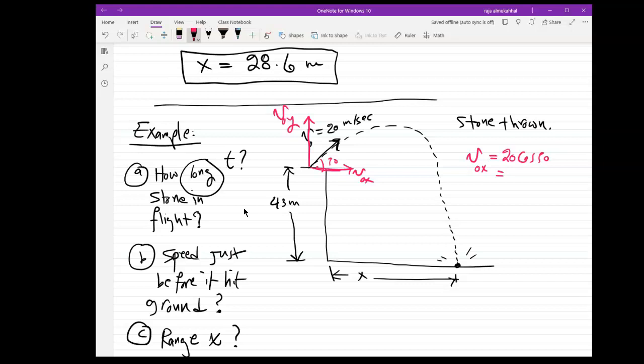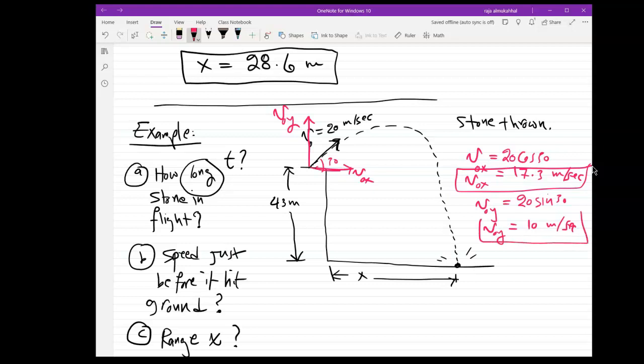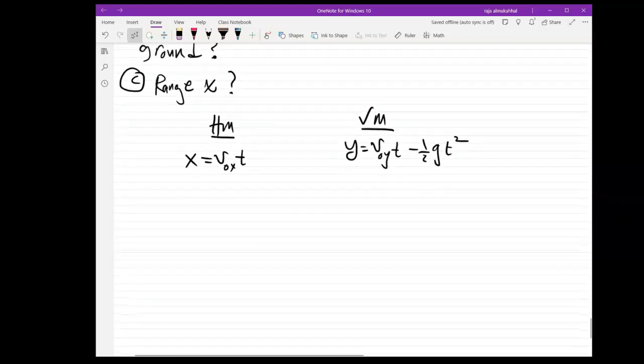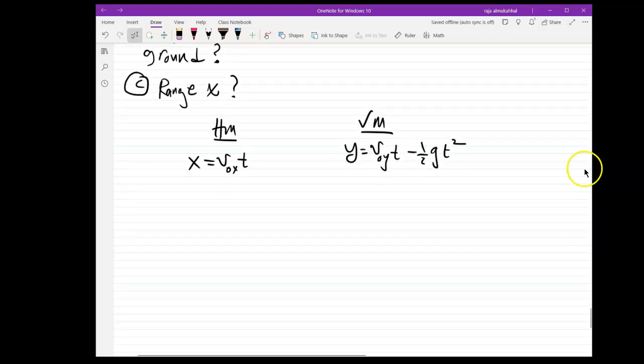Cosine 30 is 0.866 times 20, answer 17.3 meters per second, right? And V naught Y is 20 sine 30. Sine 30 is half, so that makes it 10 meters per second, right? There we go, we got them both. You always want to get those first, get them out of the way. Now, back to our horizontal and vertical motion.